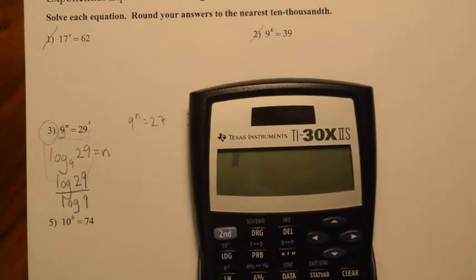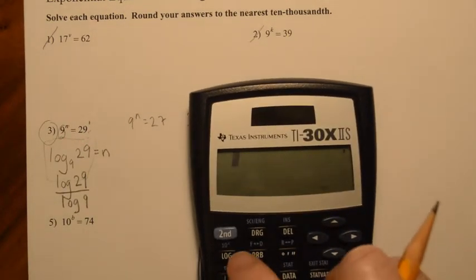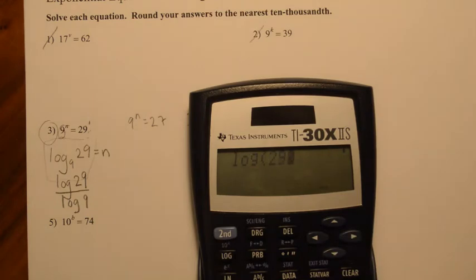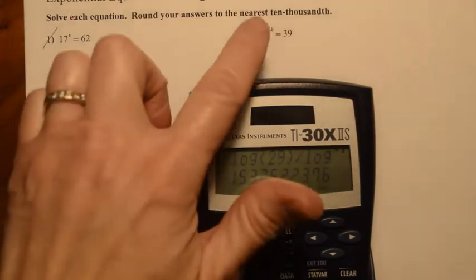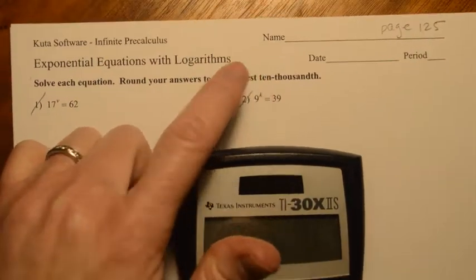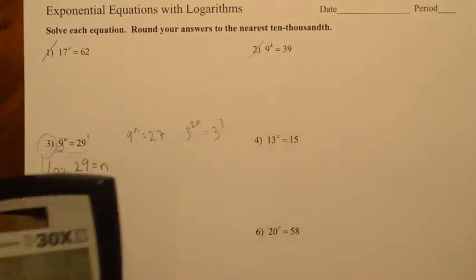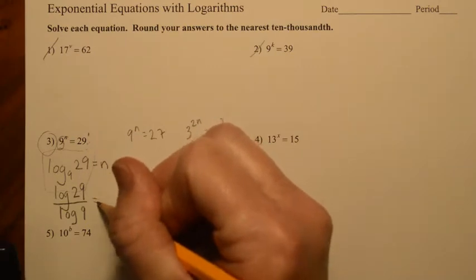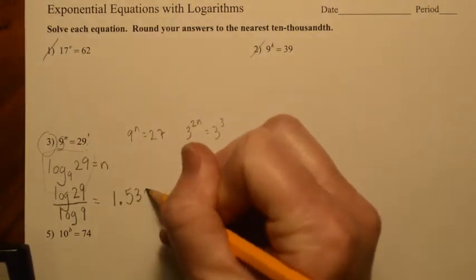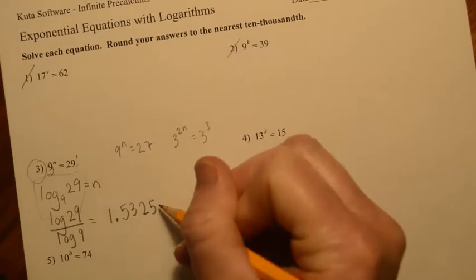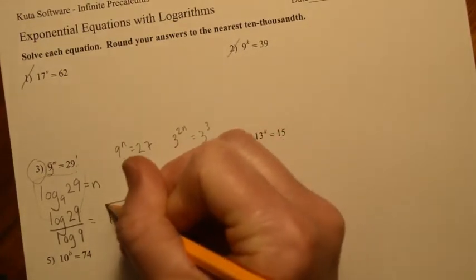So let's just go ahead and do that. We're going to have log of 29, make sure you end your parentheses, divided by log of 9, and we get 1.5325. It asks us to go to the nearest 10,000th, so I'm going to make sure I put those 4 decimal places in here. So I get 1.5325, and that is the value of n that I was looking for.